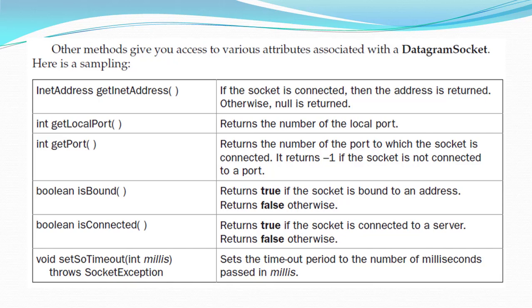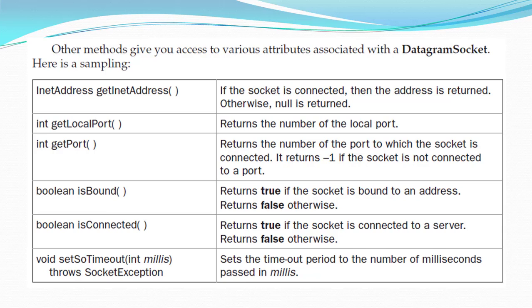Here some other methods are there. InetAddress getInetAddress(): if the socket is connected, then the address is returned, otherwise null is returned. Next, int getLocalPort() returns the number of the local port. Next method, int getPort(). This method returns the number of the port to which the socket is connected. It returns -1 if the socket is not connected to a port.